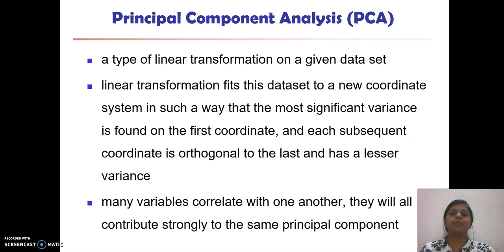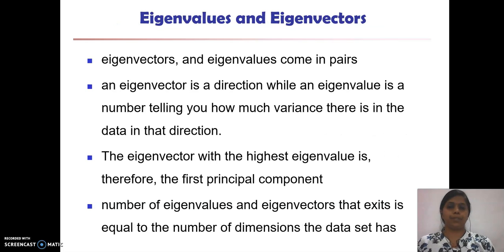This linear transformation fits this original data into a new coordinate system in such a way that the most significant variance, whatever the variance there is in the original data set, is maintained at the same level of variance in the new projected data set. Many variables correlate with one another. They will all contribute strongly to the same component, the same principal component.